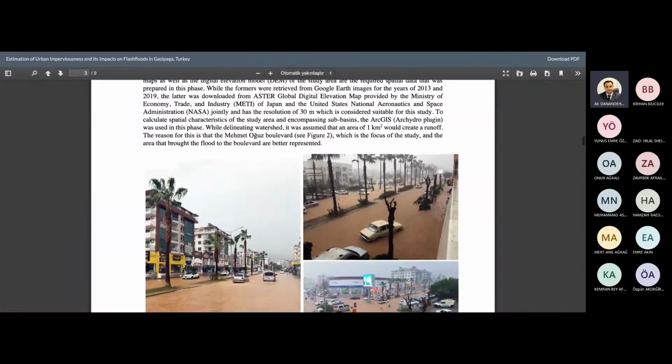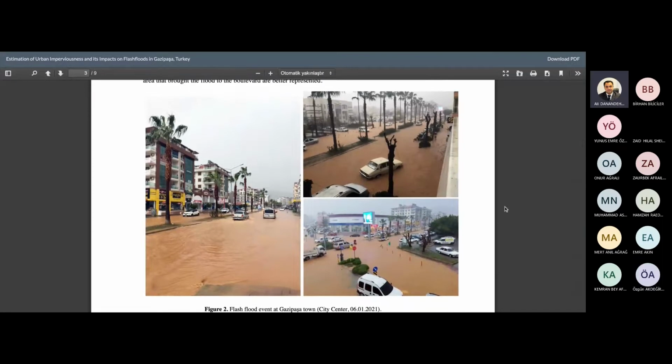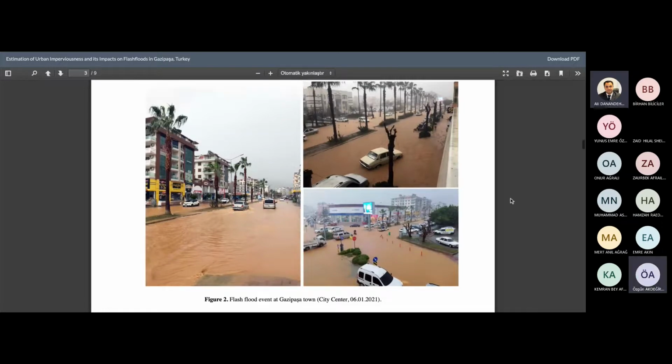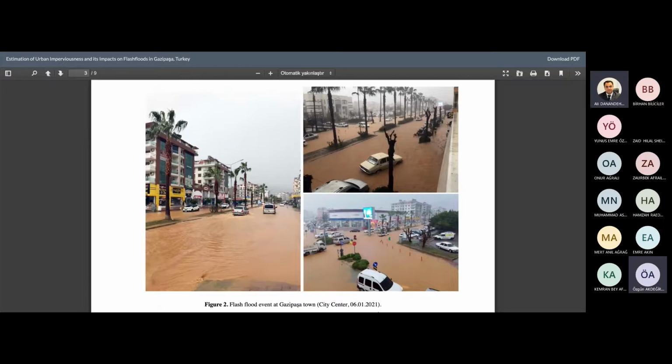Yeah, this is the study area. You see, students, it was maybe 2019, 2021, very recent. An intense rainfall event happened in Gazi Pasha, and by the wrong decision of one of the offices, the tax office, vergi dairesi.